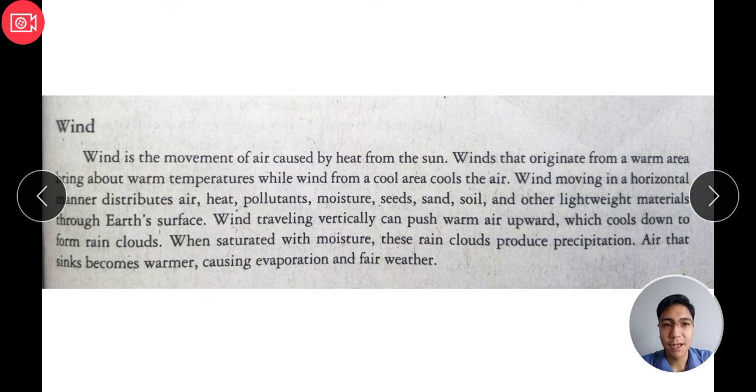And then as it becomes saturated, moist, the rain clouds will form and after some time, magkakaroon na ng precipitation. Air that sinks becomes warmer. Yung hangin na malamig, bumababa. And then, magiging warmer yon, causing evaporation and fair weather. So, parang convection current lang sa heat transfer.